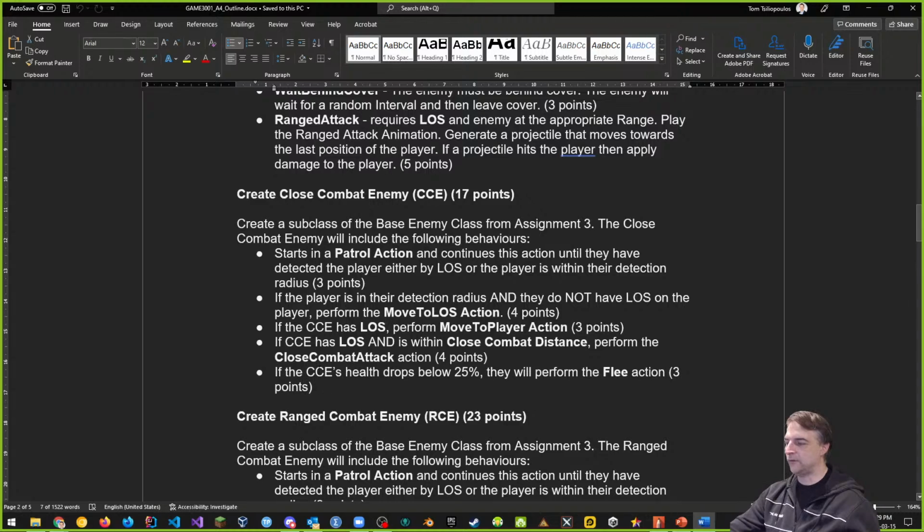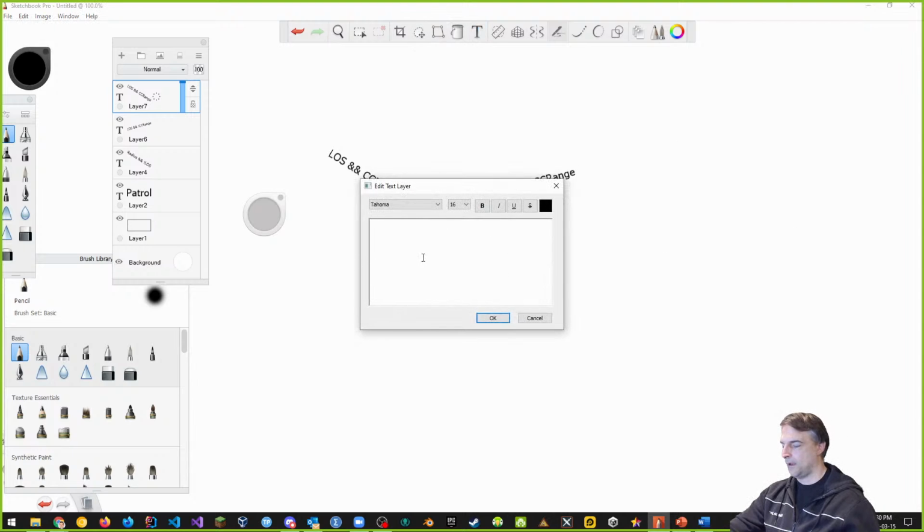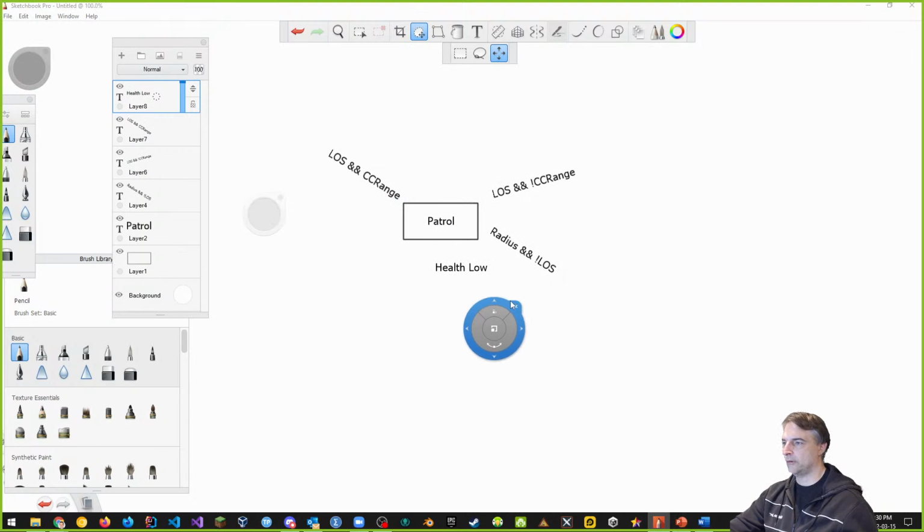And the other one is if the character's health drops below 0. Okay, this is an alarm state. So we're not going to put that here. This is something that we're going to put over here. So this is outside. So health low, right? Health low. We're going to do a flee, which is going to get us out of this whole thing altogether. Okay, we're just going to put that over there.